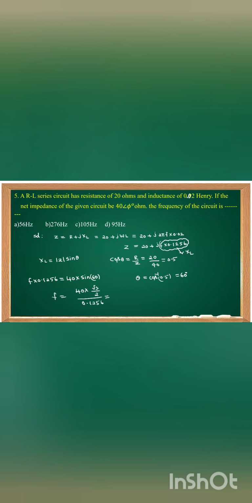There is one more method you can apply. You can also solve like this. Z equals square root of R square plus XL square, that is, Z equals square root of R square plus (2 pi FL) whole square. Substitute all the values here and find the frequency. This is one more method, you can solve like this also. Then 40 into root 3 by 2 divided by 0.1256. Can anybody respond? What is the answer?